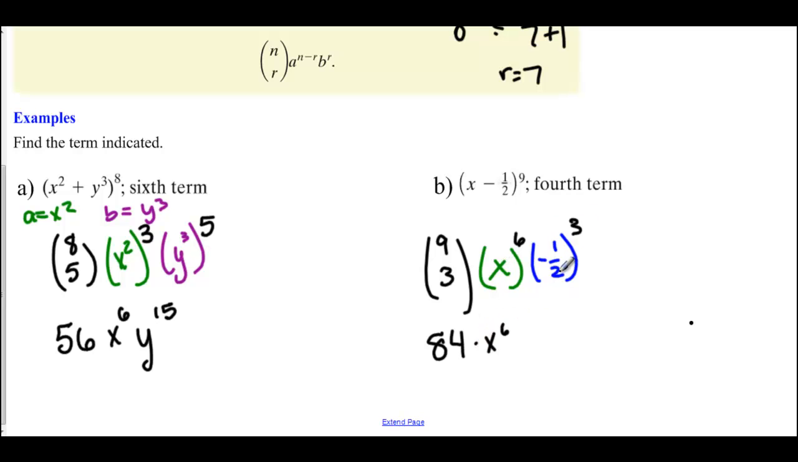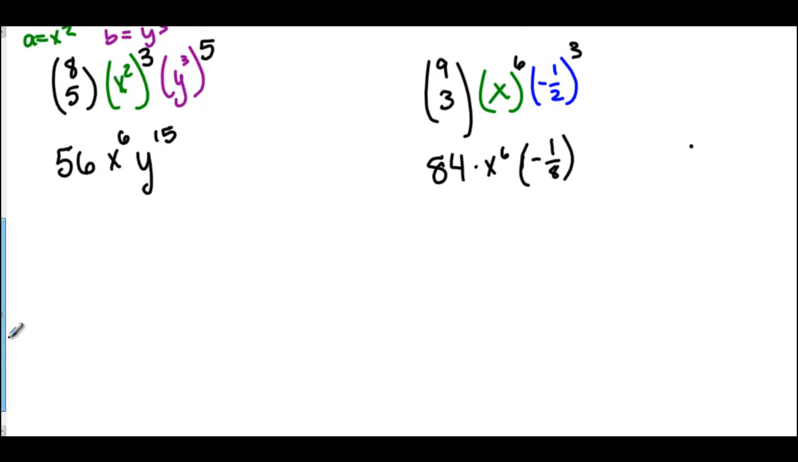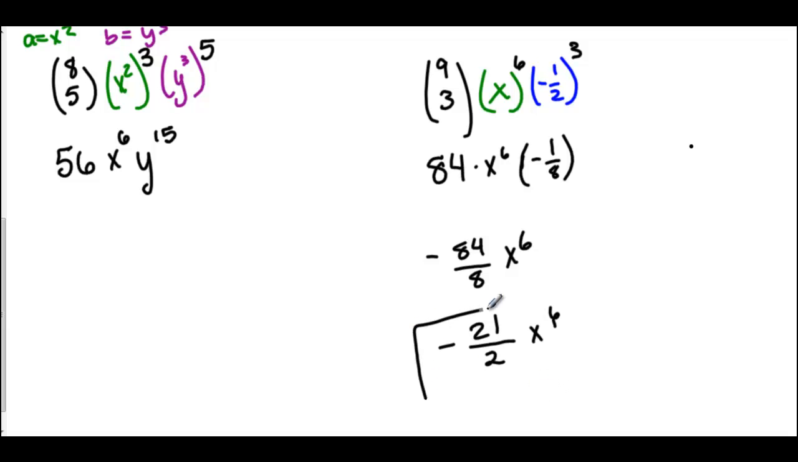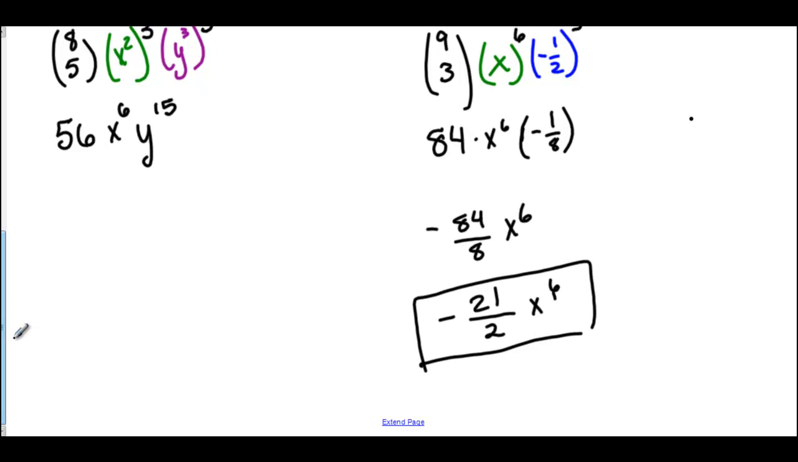And this -1/2 cubed, positive or negative? Negative. And then it's going to be negative what? 1/8. Super. All right, so this one's going to actually take just a second. If I put this together, I've got -84/8 x to the 6. Then I can reduce this. Both are divisible by 4. So we're going to get -21/2 x to the 6th. So we could be done there. We could have had -10.5, same thing, but -21/2 x to the 6th. Is that one okay? All right.